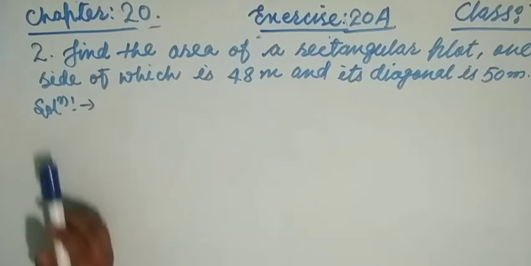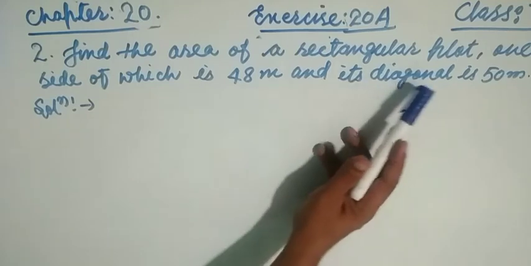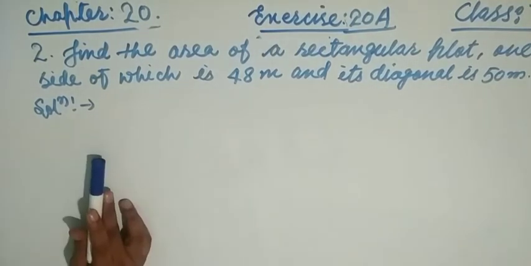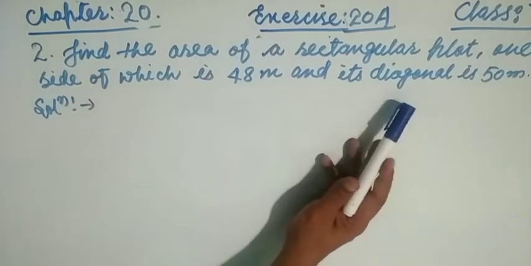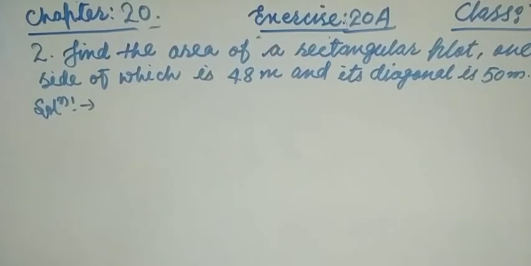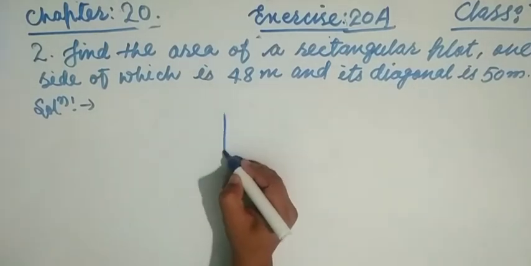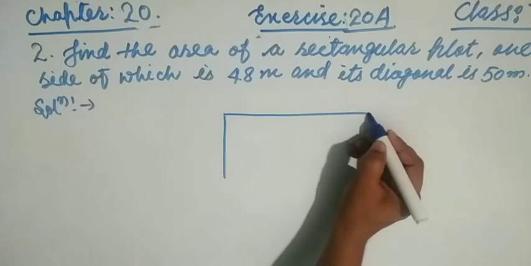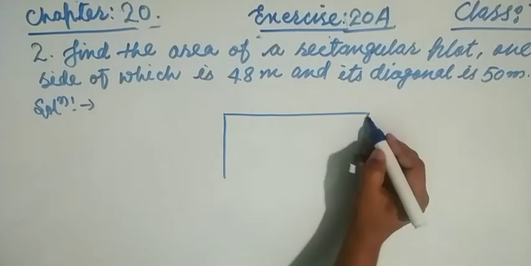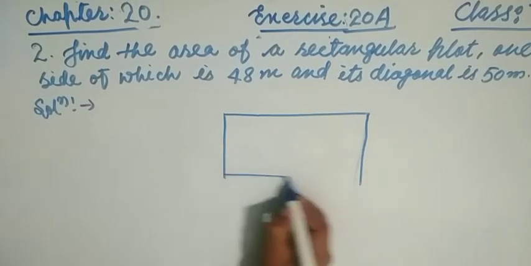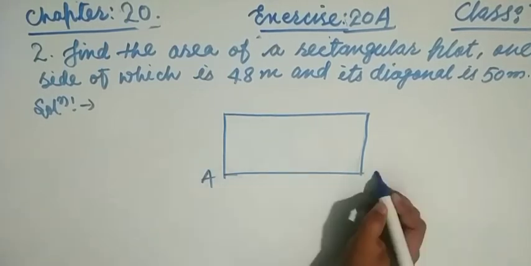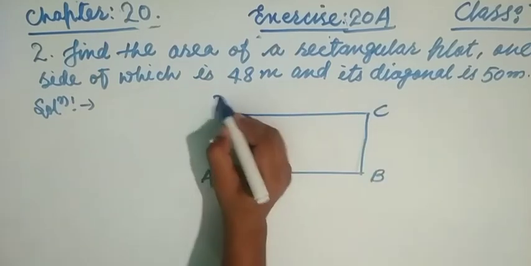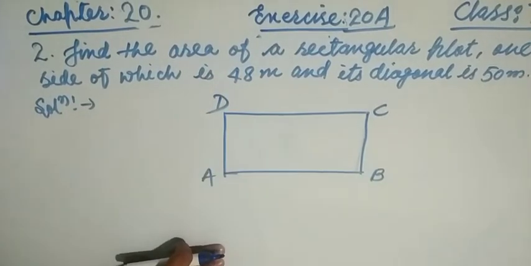Okay, now see the question number second says find the area of a rectangular plot, one side of which is 48 meter and its diagonal is 50 meter. Okay, we have to find the area of rectangular plot. So draw the rectangular plot, friends. This is the rectangular plot. Suppose A, B, C and D. A, B, C, D is the rectangular plot.